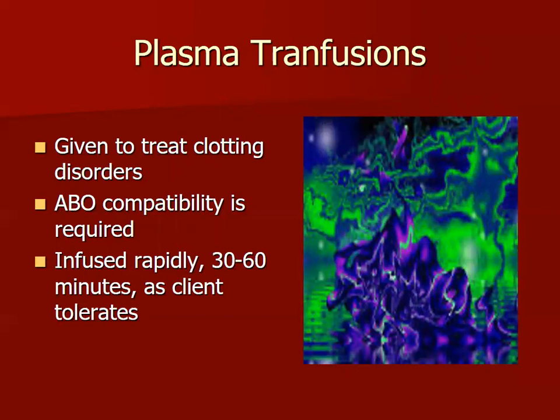Plasma transfusions are given to treat clotting disorders, used for bleeding caused by the deficiency in clotting factors like DIC, hemorrhage, massive transfusions, liver disease, vitamin K deficiency, and excess warfarin. We do have the ABO compatibility is required. It's infused rapidly, usually 30 to 60 minutes as a client tolerates.